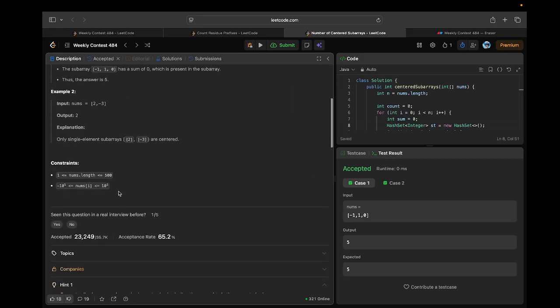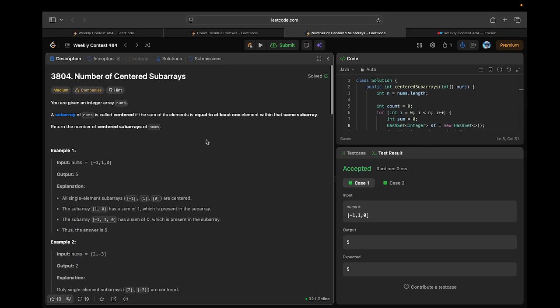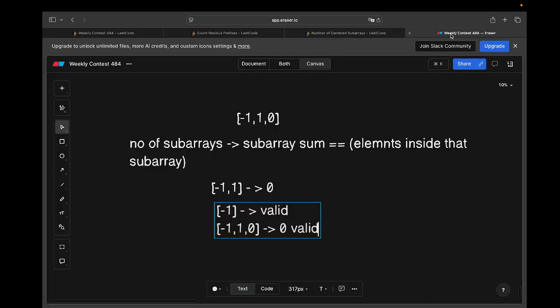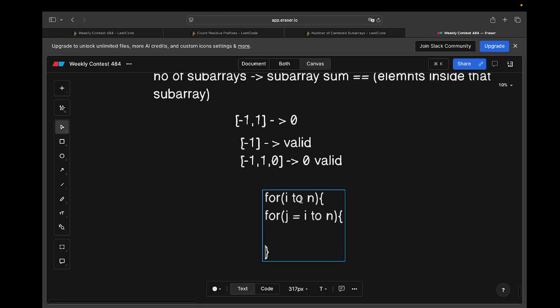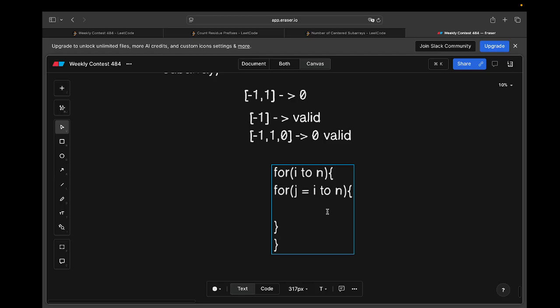So as the constraints are pretty low, we can use a simple brute force approach as well. What we just have to do is calculate the number of subarrays, right? You know how to calculate the subarrays. We just have to iterate i from 0 to n, and j from i to n, and then calculate the sum. And while calculating the sum, I make sure that whatever subarray I am creating, because this is going to be the subarray, right?